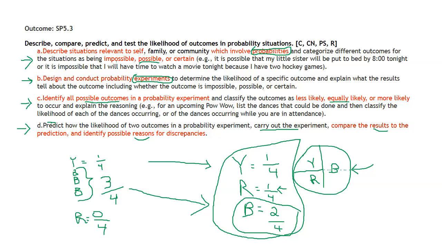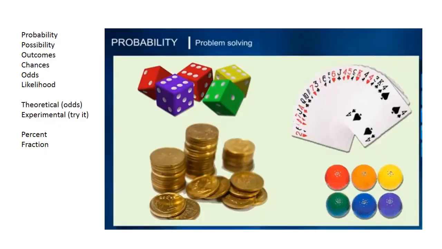Maybe one of the reasons for the discrepancy is that we didn't make our spinner properly, and it gets stuck and doesn't go on red for some reason. Or maybe we only spun it in a certain direction or with a certain amount of force, and it caused it to land on blue more often. So you can talk about the reasons for your discrepancies. If you're flipping a coin, it's just one of those things. That's the way it turns out, that sometimes your prediction doesn't carry out in the actual results. So let's go to the next slide.